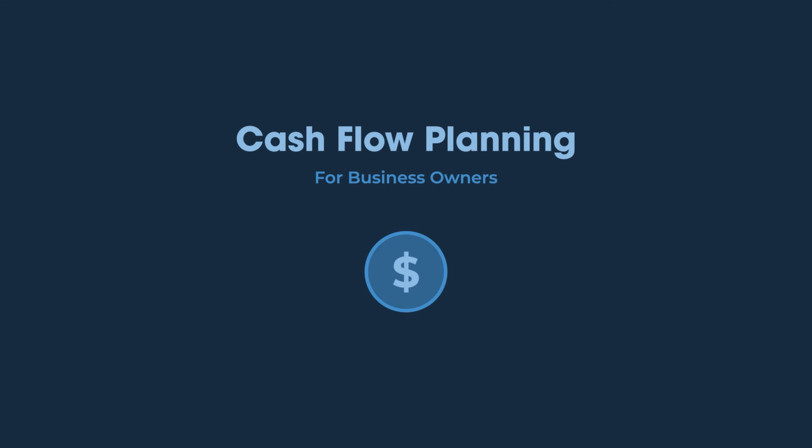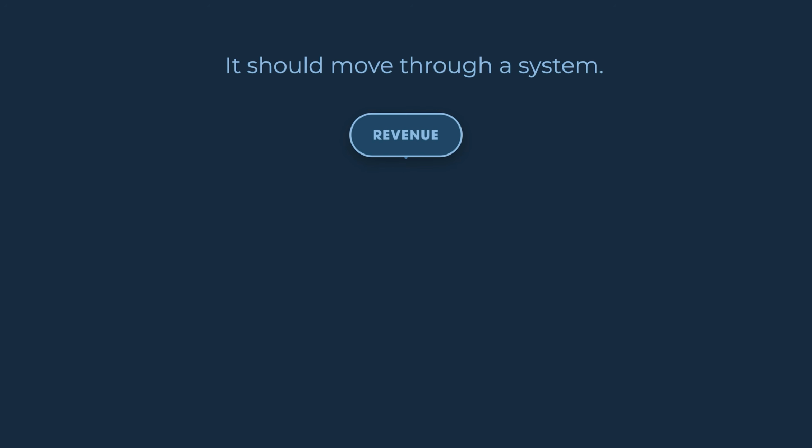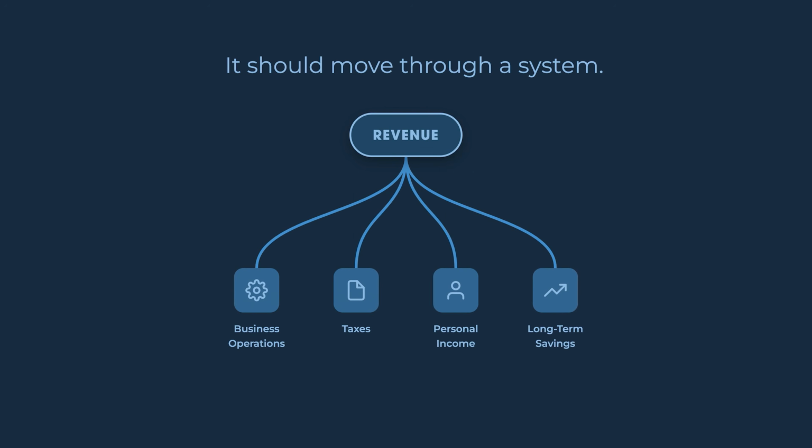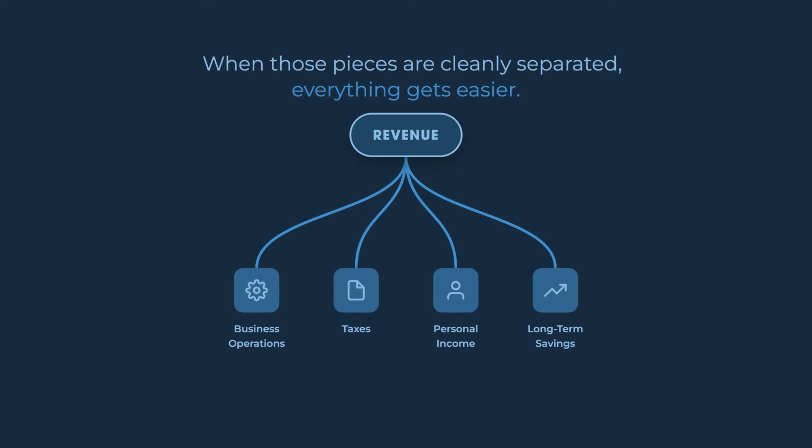The goal of cash flow planning for business owners is simple. Every dollar should have a purpose. Revenue shouldn't just come in and bounce around between accounts. It should move through a system that separates business from personal, accounts for taxation, creates personal income, and helps with long-term savings goals. When those pieces are clearly separated and clearly defined, everything gets easier.